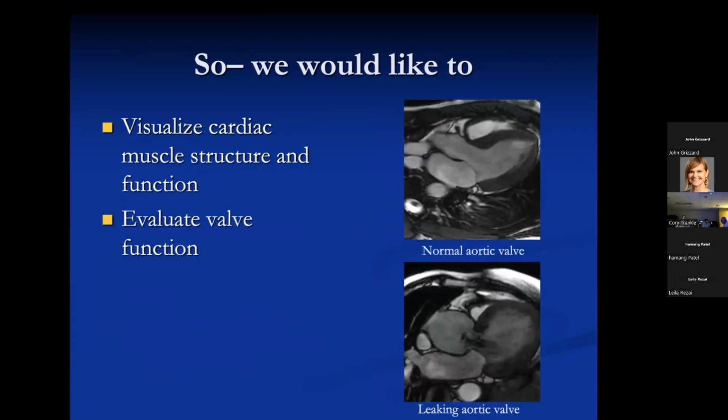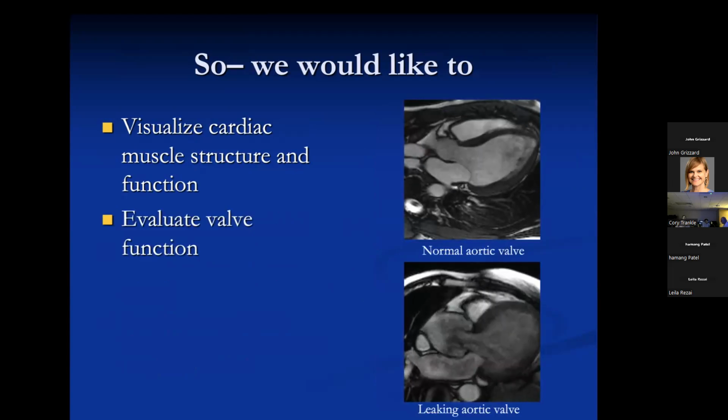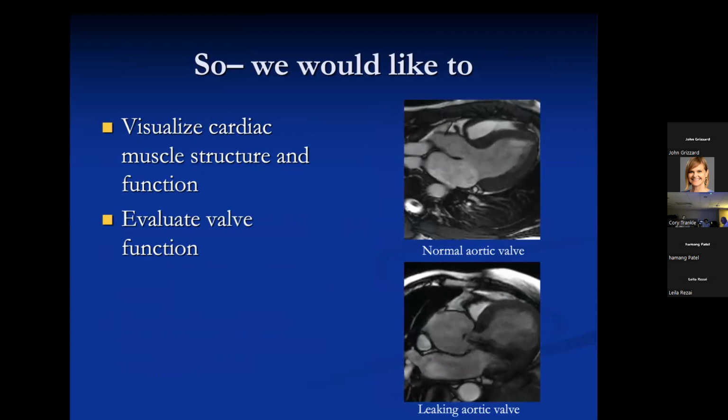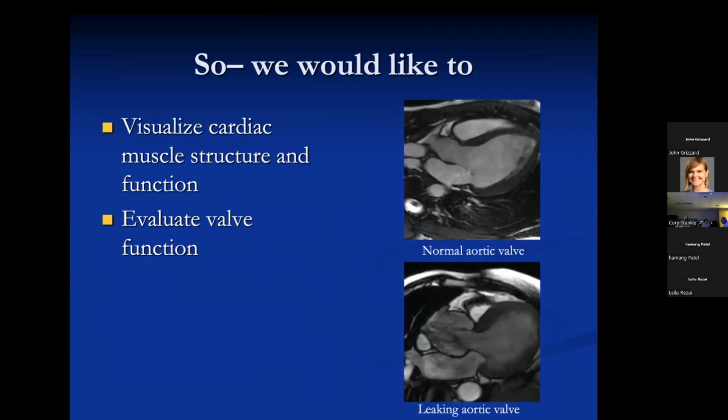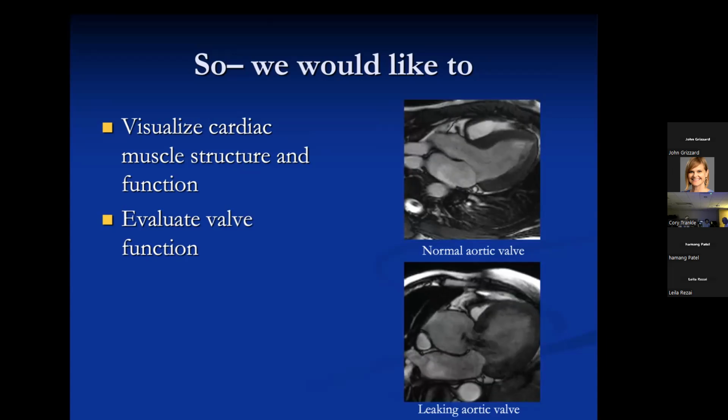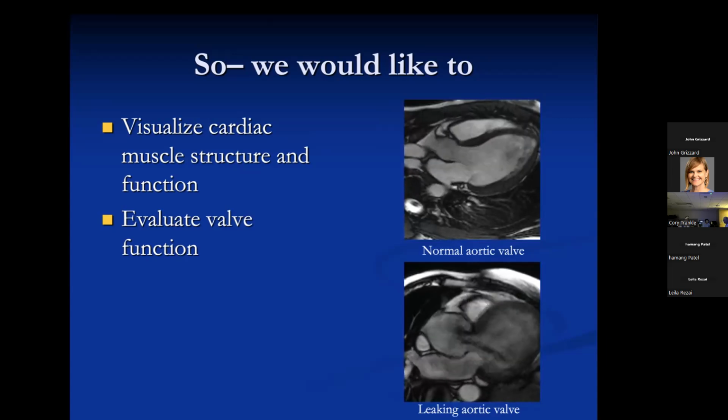Here you see in the top a pretty normal looking aortic valve without any regurgitance. At the bottom, you see somebody with dilated aortic root and pretty severe aortic regurgitation, noted there by that dark jet of flow.